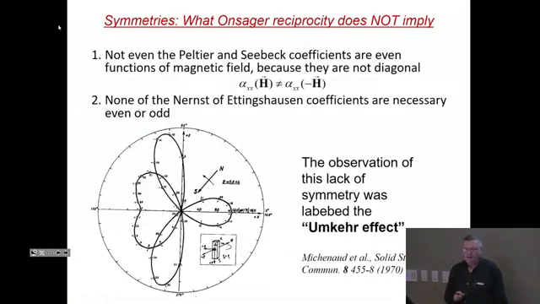Okay, let me remind you, we had this in the first lecture, but we have a little bit more time left to get to an hour. Let me remind you the symmetries that come from Onsager.